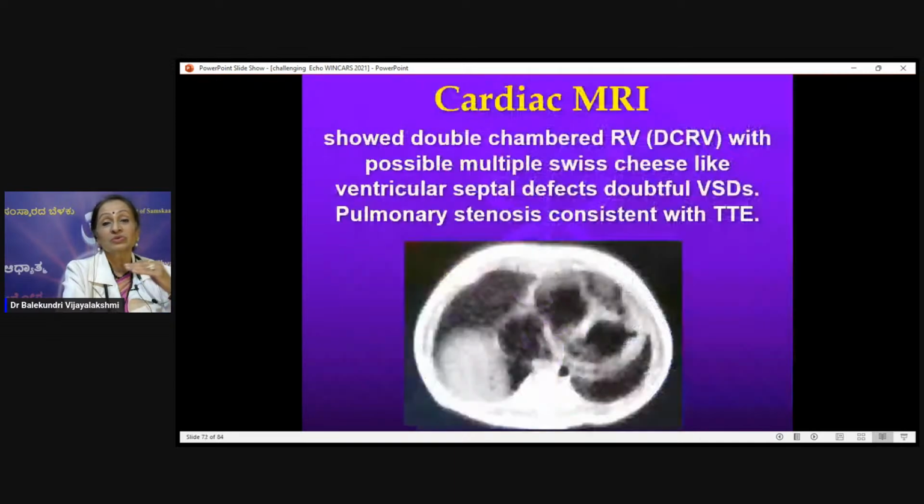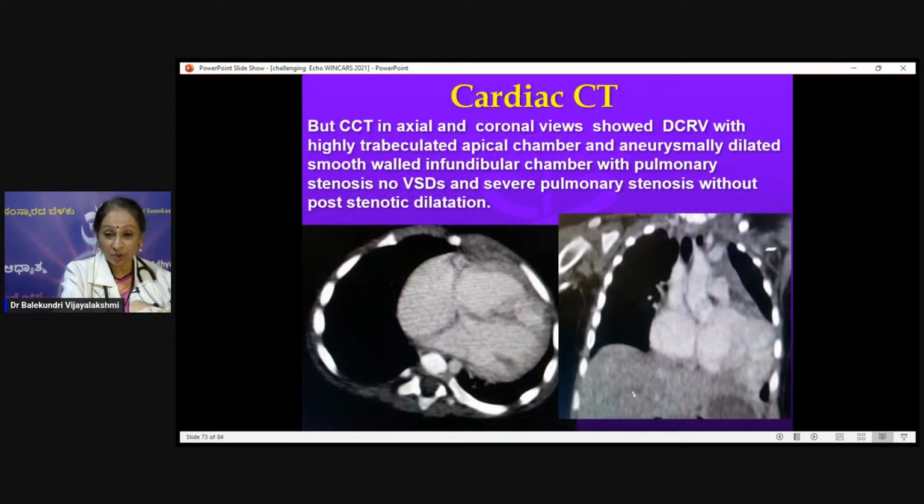So what we did was the cardiac MRI, and that showed that there is a pulmonary stenosis, but there is a double chambered RV. So this is the apical chamber and this is the infundibular chamber, and we were not sure whether a VSD is there or not. They were not able to tell us properly. So we went to the cardiac CT, and the CT showed that there is a double chambered RV and the pulmonary stenosis, and then they said there is no VSD.